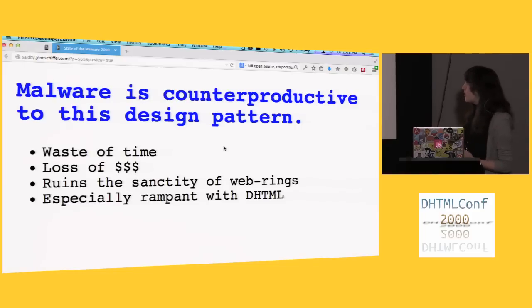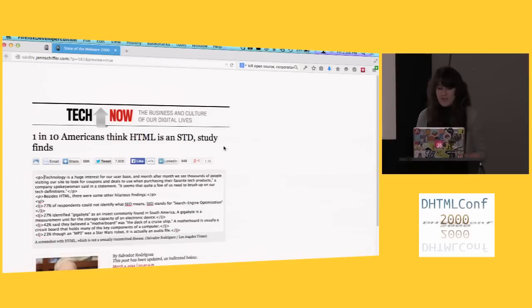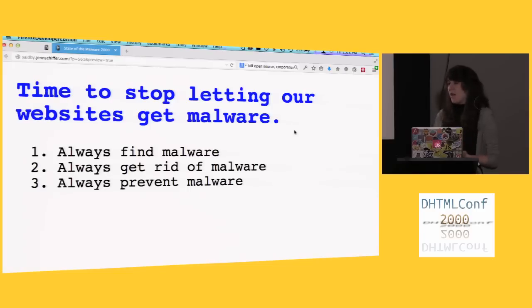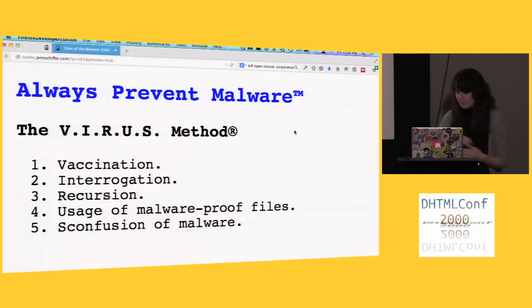And it's especially rampant with those of us who develop with DHTML, which makes sense, being that the D stands for dangerous. And in America, HTML is something that has been plaguing our teens and ourselves. And we just don't know that much about it, obviously. So it's time that we start focusing more on malware and getting rid of it and preventing it. And those are really only the 3 simple steps to making sure that our DHTML content isn't full of grossness. So how do you find malware? Well, you ask someone to do that. How do you get rid of it? You delete it. And how do you prevent it?